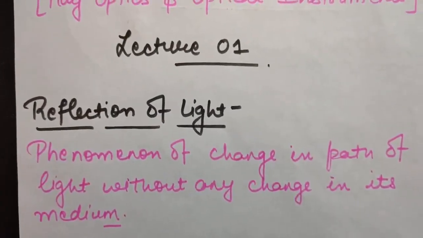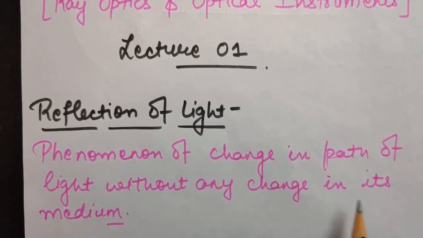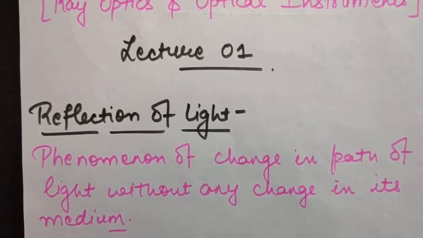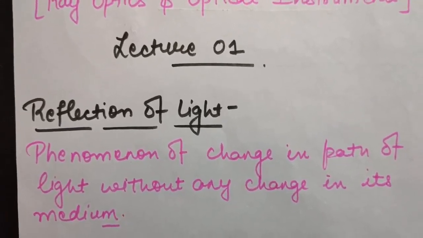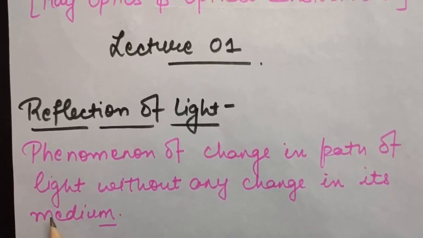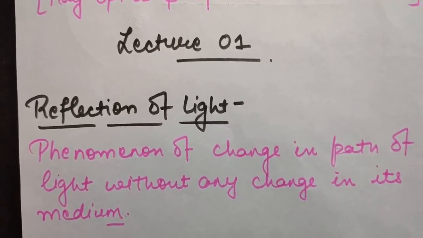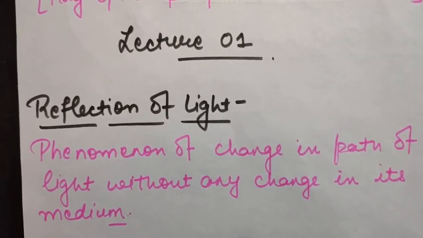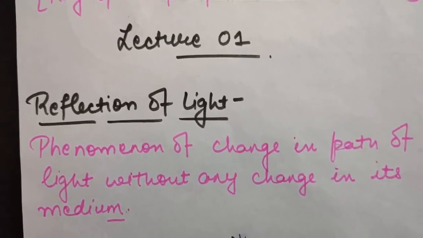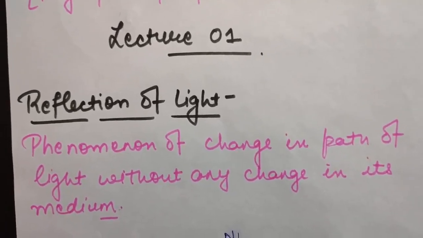All of you know this, that the phenomenon of change in path of light without any change in its medium is called reflection of light. That is, whenever reflection takes place, there is a change in path of light, but there is no change in medium. And here, what do we mean by medium? For example, if you have air in one space and water in another space, we can say there are two mediums. So air and water are considered to be mediums here. Air is medium 1 and water is medium 2.